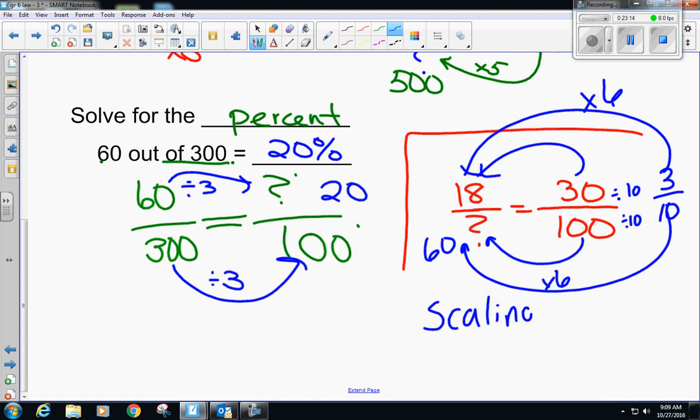And we have done this. We did it when we did proportions. We've done it with equivalent fractions. So first see if there's a way to directly go there. And then if you can't, look at the fraction and figure out what can I do.